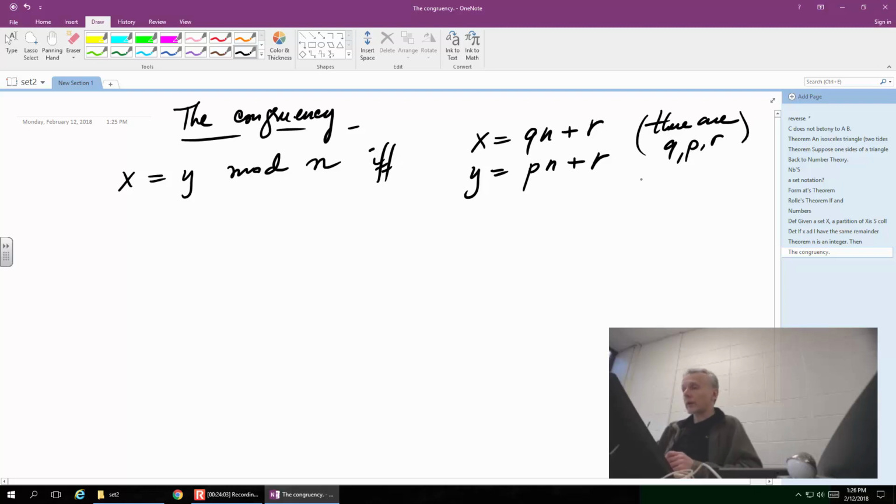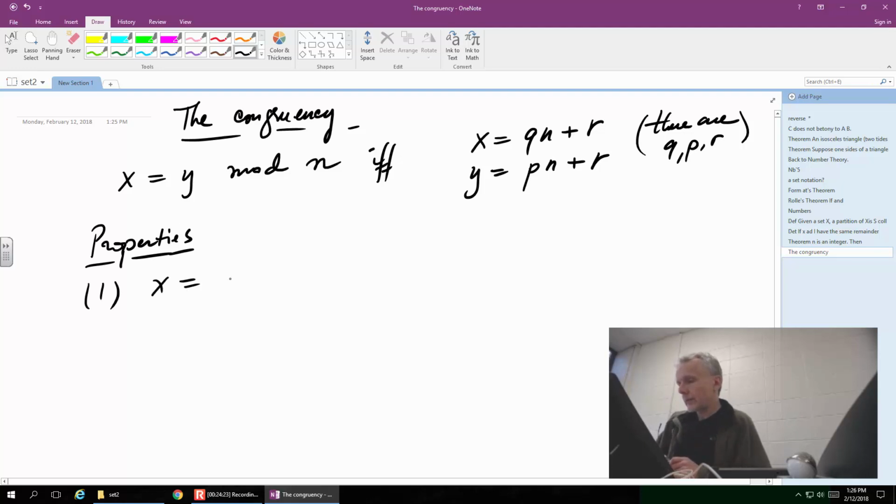So there are certain properties of this relation. As you can see, you pick any two numbers, x and y, and you can tell whether or not they're related in this manner. So property number one is, in fact, trivial, kind of. x is congruent to itself. So we start with the obvious ones. x is congruent to itself.